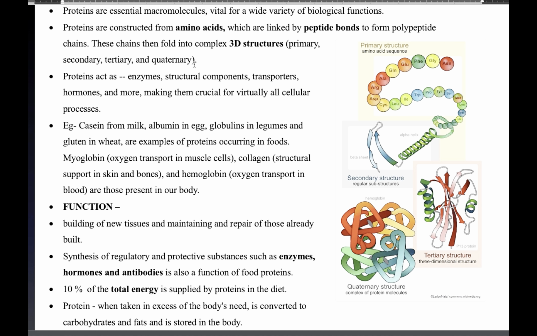Okay, and we know in general that proteins are used to synthesize enzymes, hormones. Okay, these are the structural components of everything in the body. And for example, in food, we can see casein protein in milk, and there is albumin protein in the egg. Globulins are present in legumes, and in wheat we can see it as gluten. Okay, in the body we can see it as myoglobin, that is an oxygen transporter in the muscles. Okay, it transports oxygen in the muscles like hemoglobin in the blood.